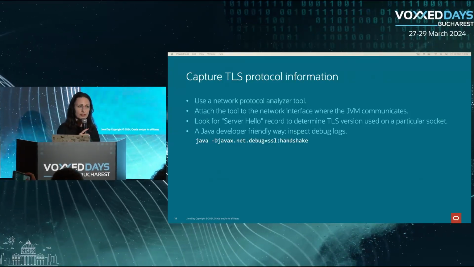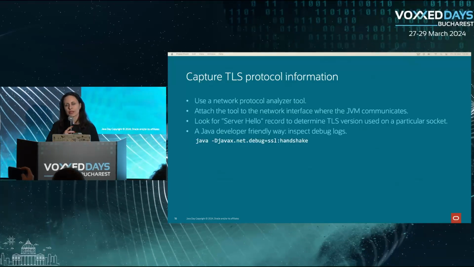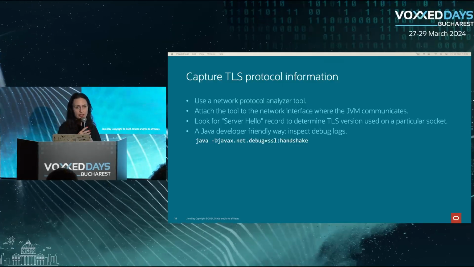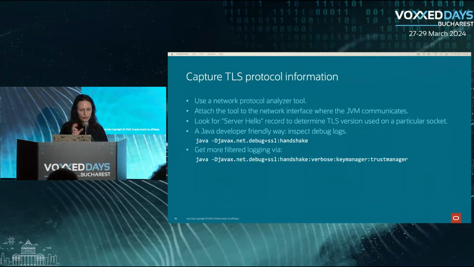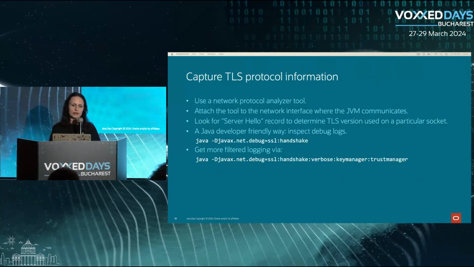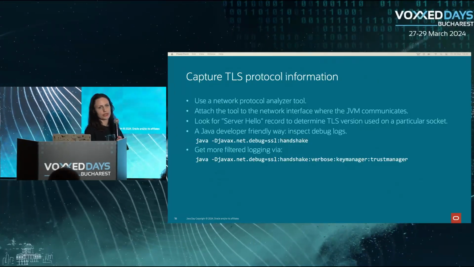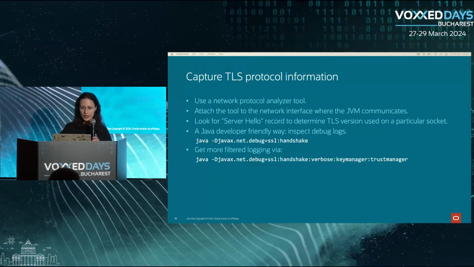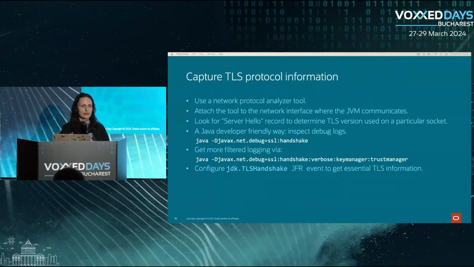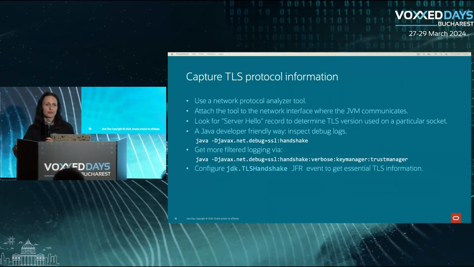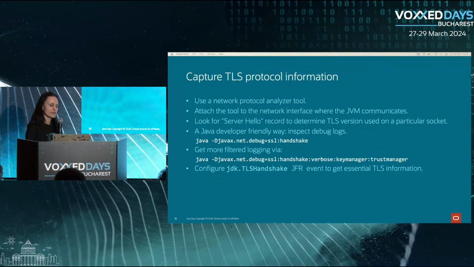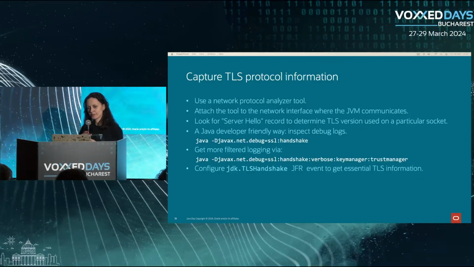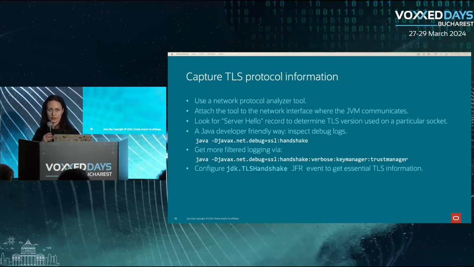Why not use something that's friendly for the JDK, for your Java app? So one way to do this is by enabling debug, getting in the logs the SSL handshake. Moreover, get more filtered logging, and get the SSL handshake related to your key store and trust store that is in use for your application, so that you can get only that essential information. But moreover, as said earlier, logs, there are many of them throughout time, right? Searching through them is not always easy. So maybe configuring the JDK TLS handshake JFR event would get me to more things.